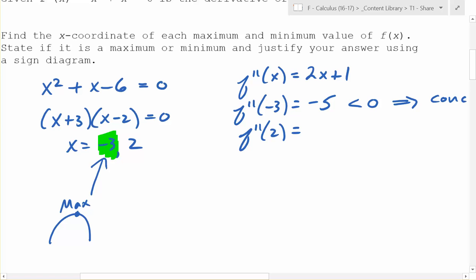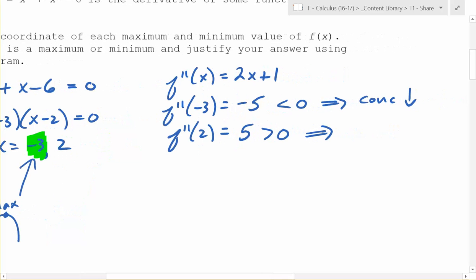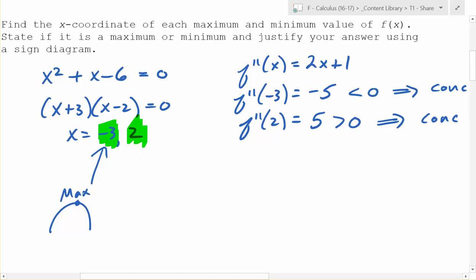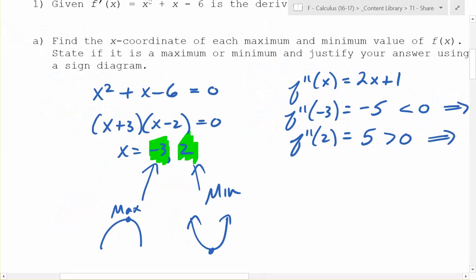So what is f double prime of 2? It doesn't have to alternate. You have to test both. F double prime of 2 is 5, which is what related to 0? So what is it? It's concave up. What does that one look like? This one looks concave up, right? So it's a what? Minimum.